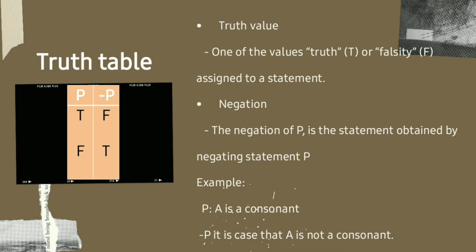So in mathematical logic we have truth value and negation. Truth value is one of the values truth (T) or falsity (F) assigned to a statement. The negation of P is the statement obtained by negating statement P. For example, A is a consonant, and the negation of P is that A is not a consonant. So we have an example of a truth table.